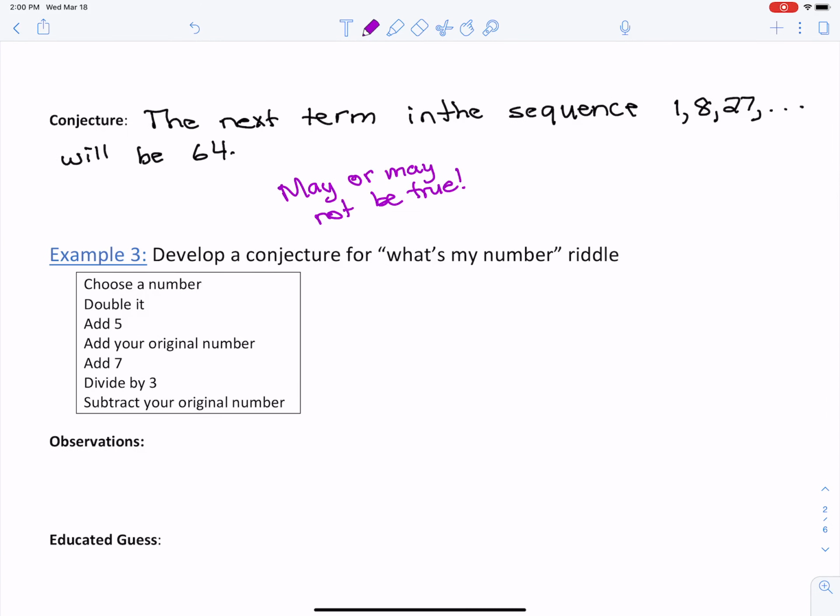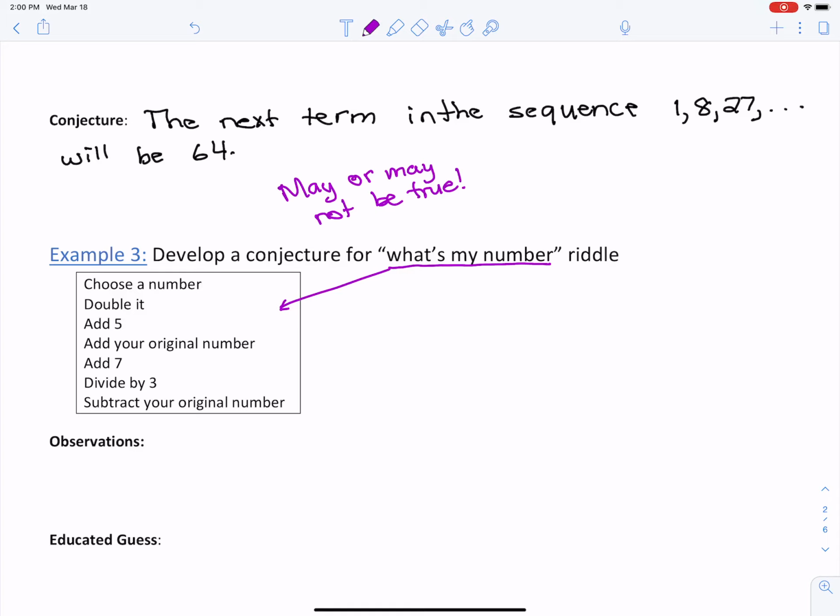Develop a conjecture for the what's my number riddle. Now you'll notice I call this riddle a name. This name is called what's my number. We're going to be seeing these examples more. So when I look at this, I need to think of what are my observations.